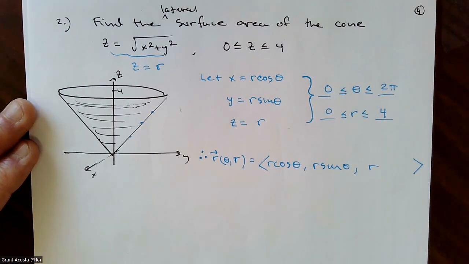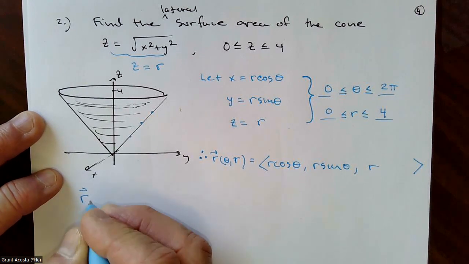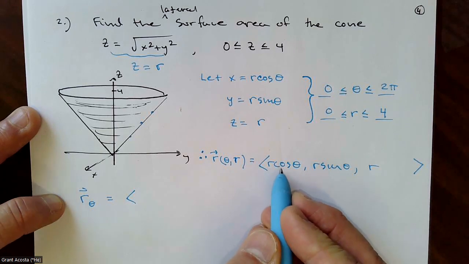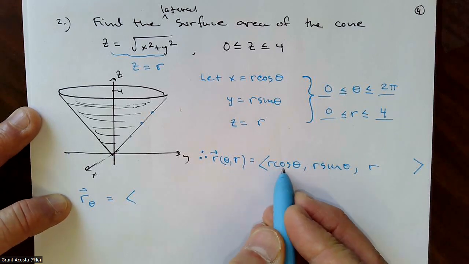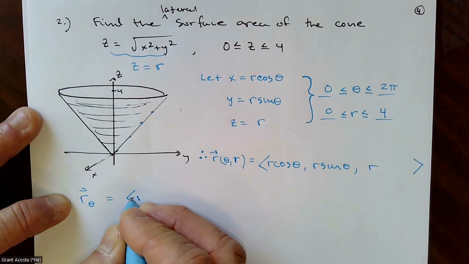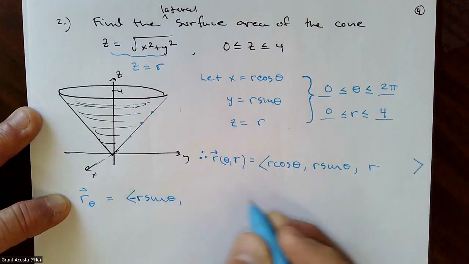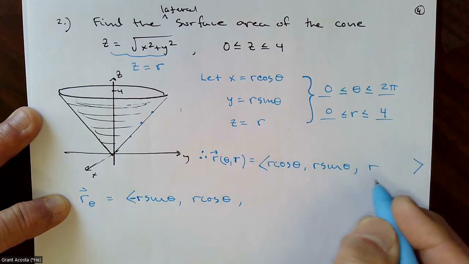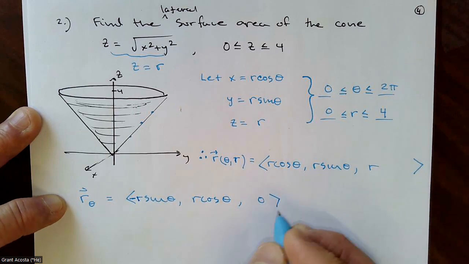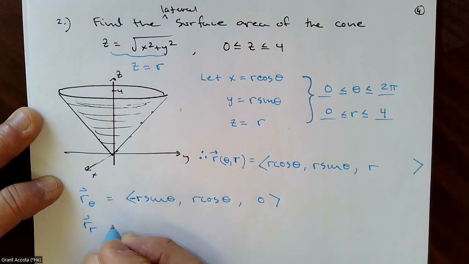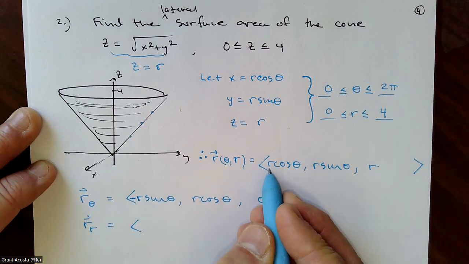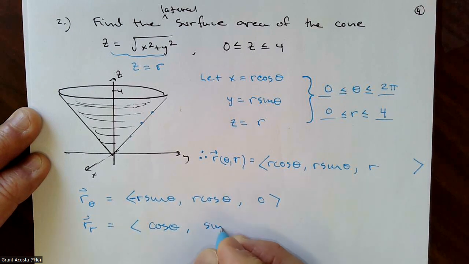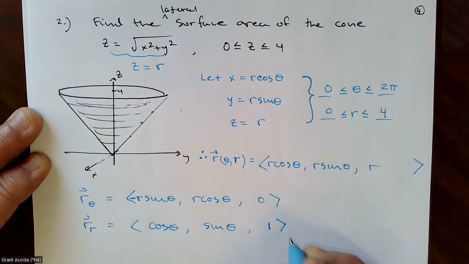Then I want to get my partial derivatives. So I want to find r sub theta, treating r as a constant. This is going to be r times negative sine theta, so negative r sine theta. This one, r cosine theta with respect to theta, that's going to be 0. Partial derivative with respect to r is just going to be cosine theta, sine theta, and 1.